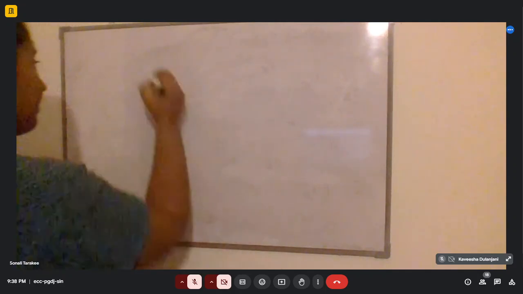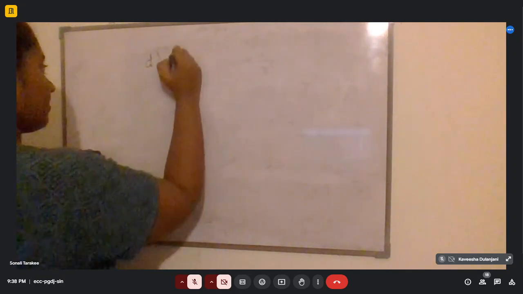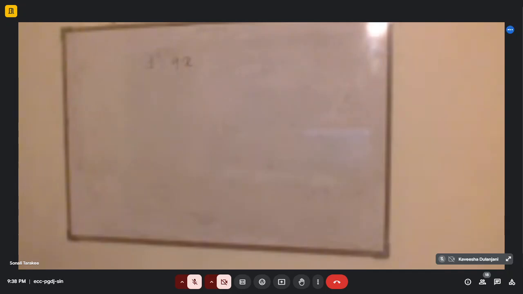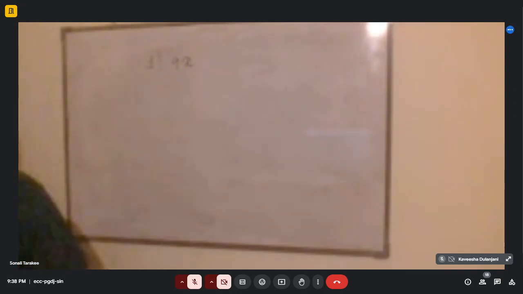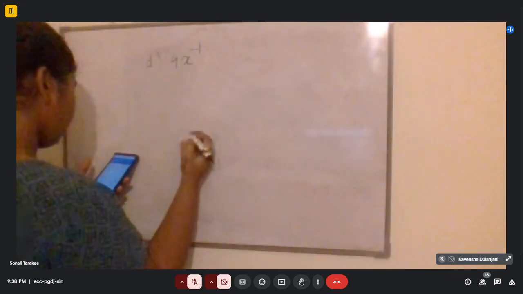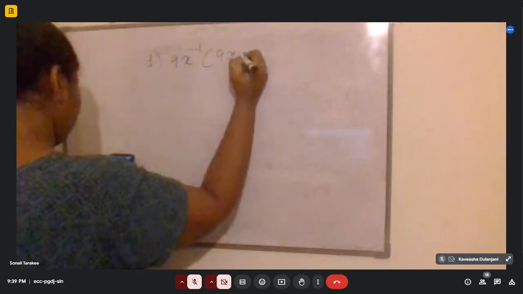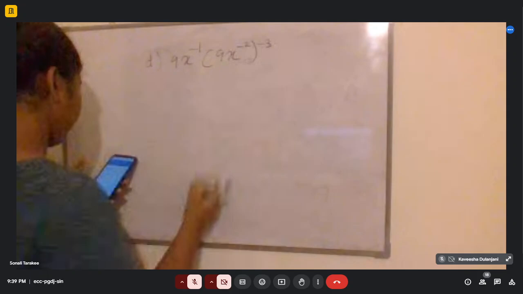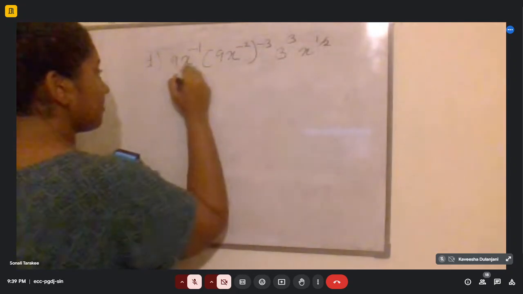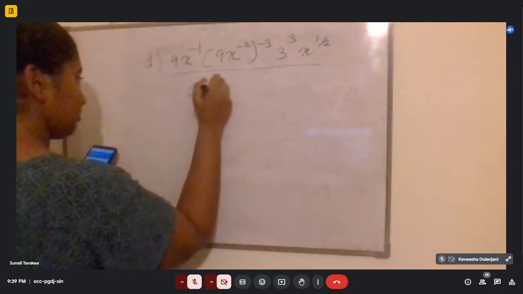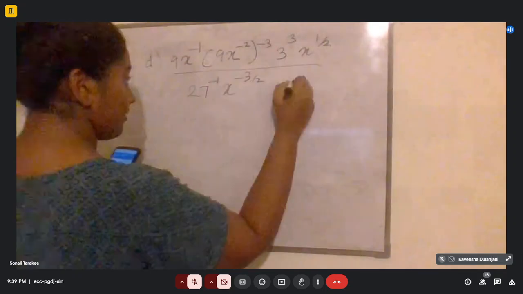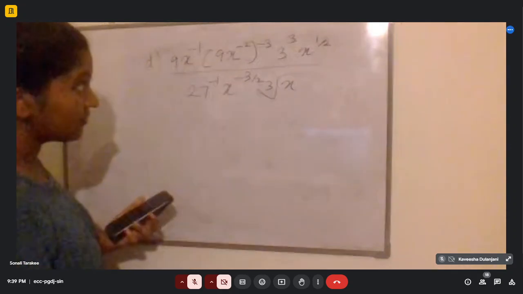Simplify the following. Nine to the power x minus 1, 9 to the power x minus 2, minus 3, 3 to the power 3, x to the power half, 27 to the power minus 1, x to the power minus 3 over 2, and x to the power 1 over 3. Okay.